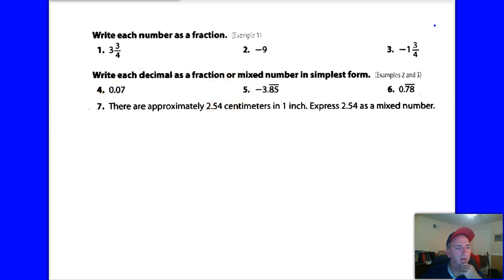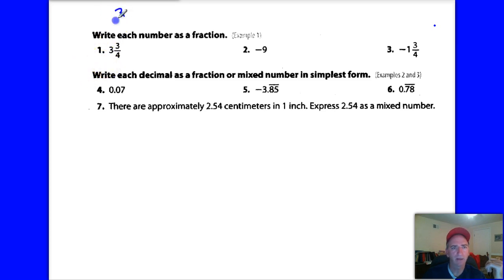Let's just jump into things here. I think we can wrap things up in one video for you. And this says to write the number as a fraction. Alright, well, it's 3 3/4. And what you need to do here is basically change this from a mixed number to a fraction.